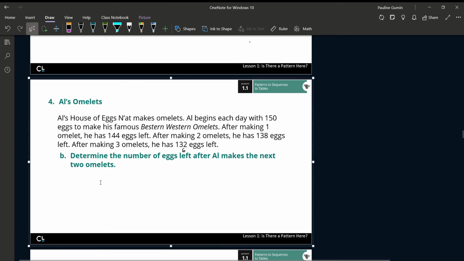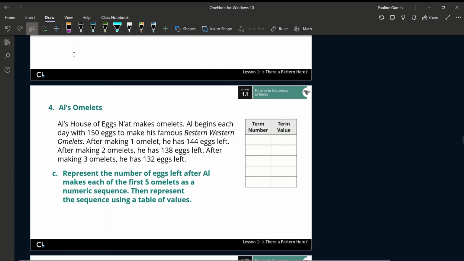So what are the next 2 omelets going to be? Well, if you left off on 132, for my next omelet I subtract 6, that's 126, and the omelet after that, I'll have 120 eggs left.